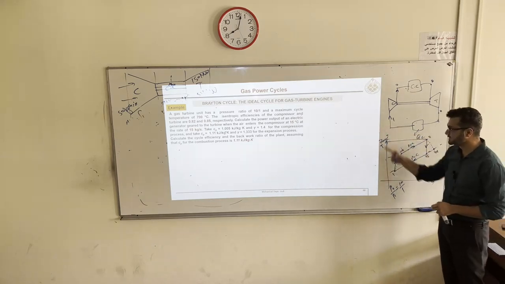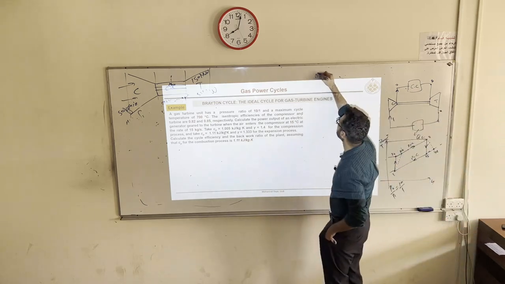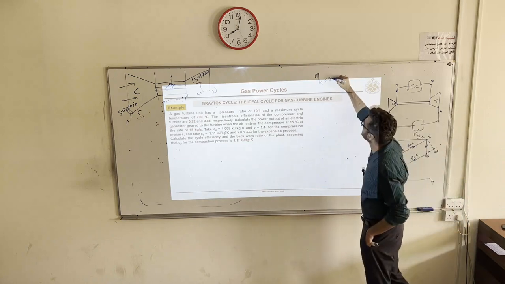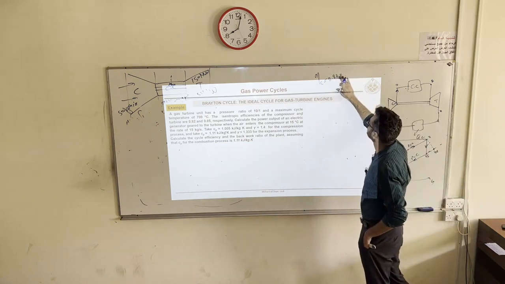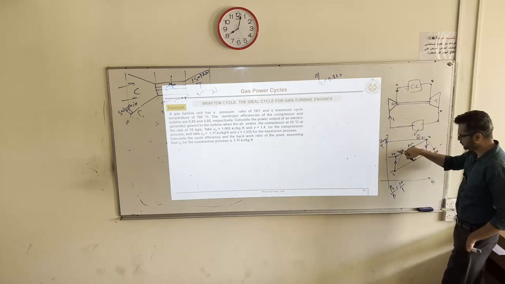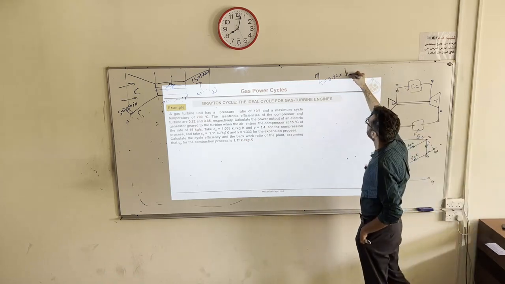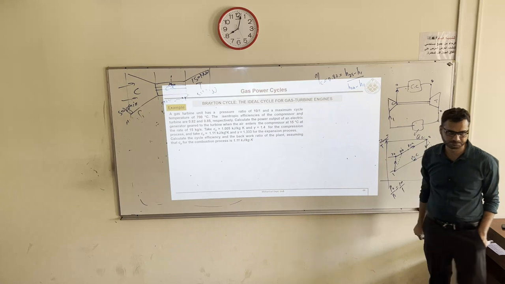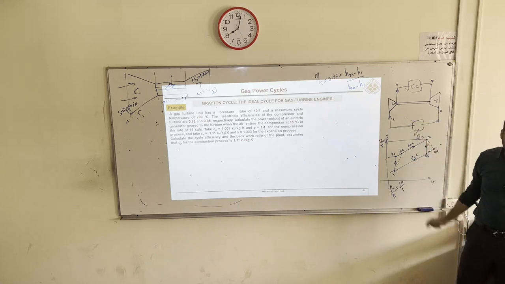So what is given? Isentropic efficiency of compressor means what is given? 0.82 is equal to H2S minus H1, divided by H2A minus H1. That is given. And here we are dealing with air.